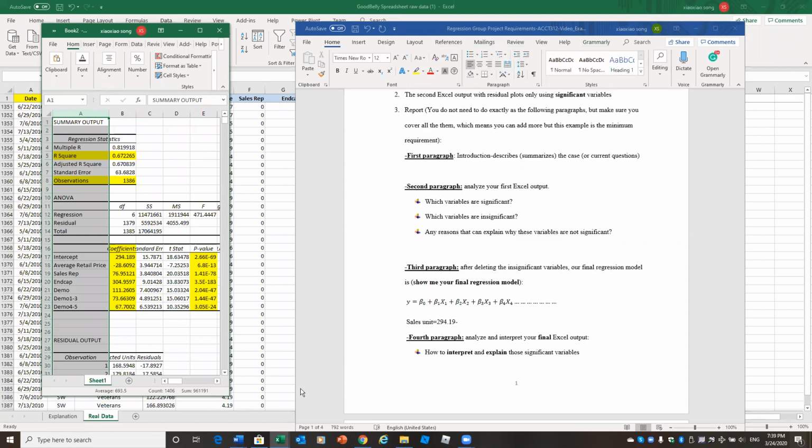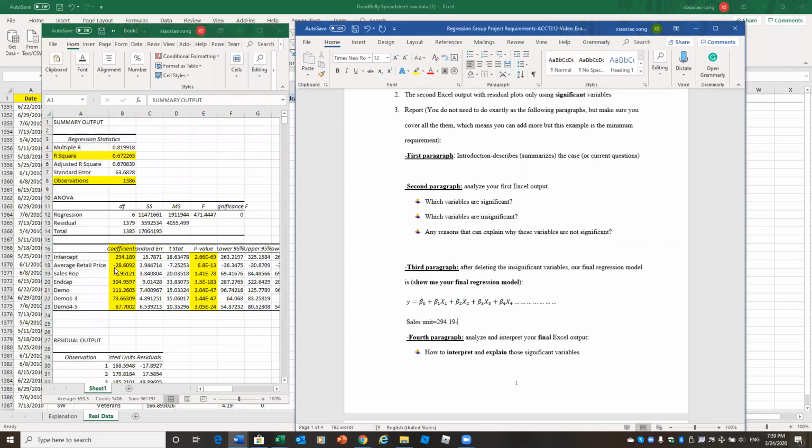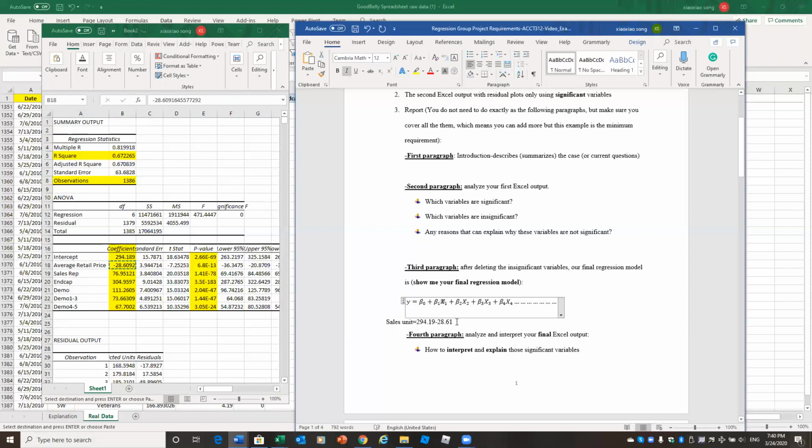So minus, because it's negative. Sorry, I'm too lazy, I just copy and paste. Oh goodness, my computer is so slow. So I still minus 28.61. Instead of using X1, I know that X is average retail price, so I just say the selling price. And then plus my next one, which is representative.